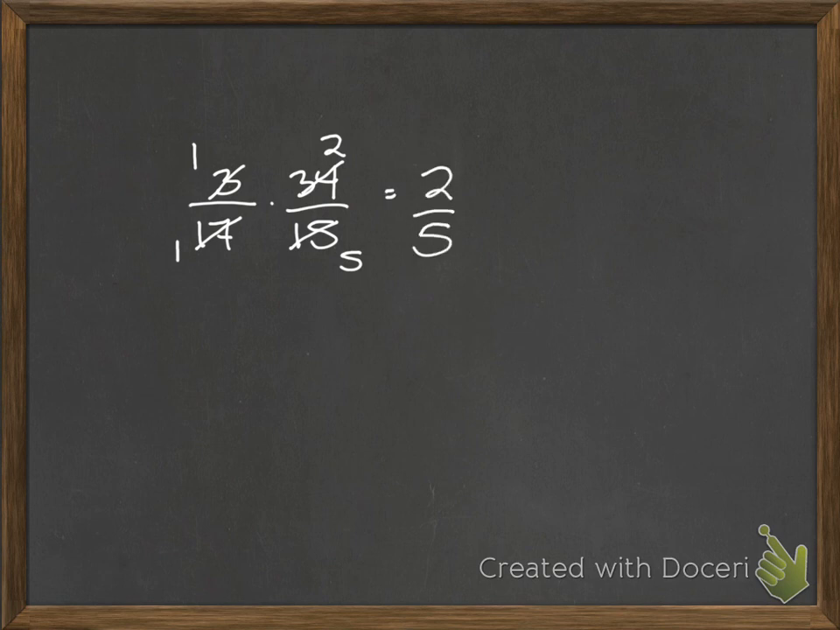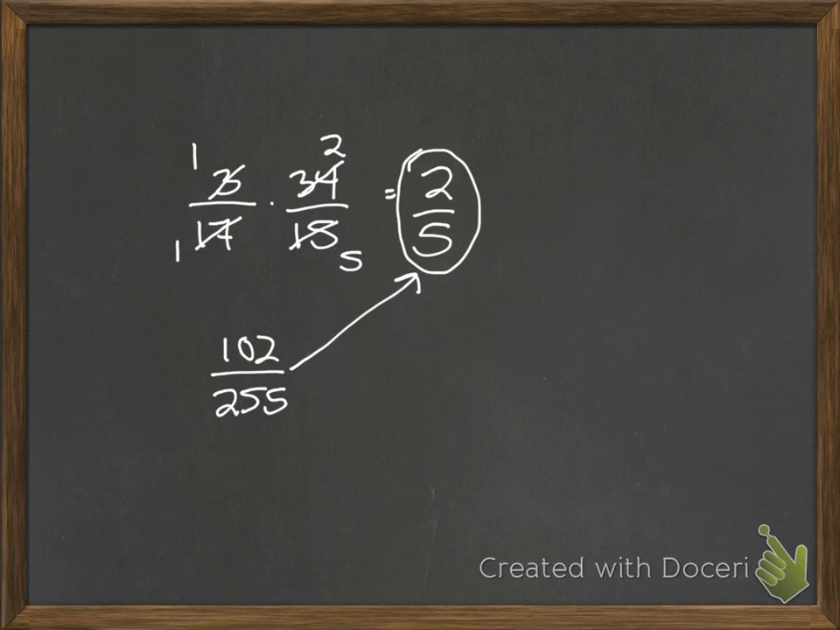Again, you can absolutely start by just multiplying across. You would get 102 over 255. Okay, but again, for me to get from 102 over 255 back to 2 over 5, that would take a really long time. So I would prefer to reduce it and simplify it first, and then save myself a lot of bother.